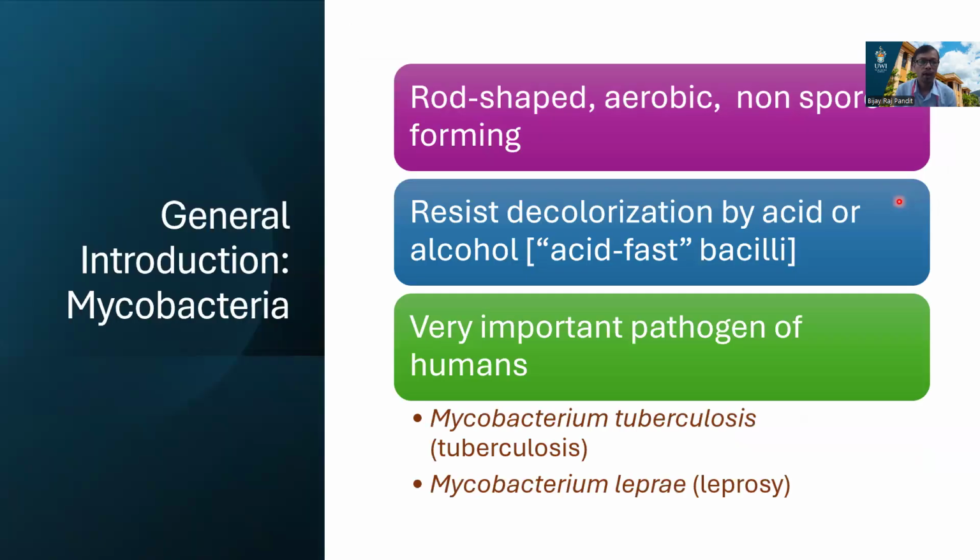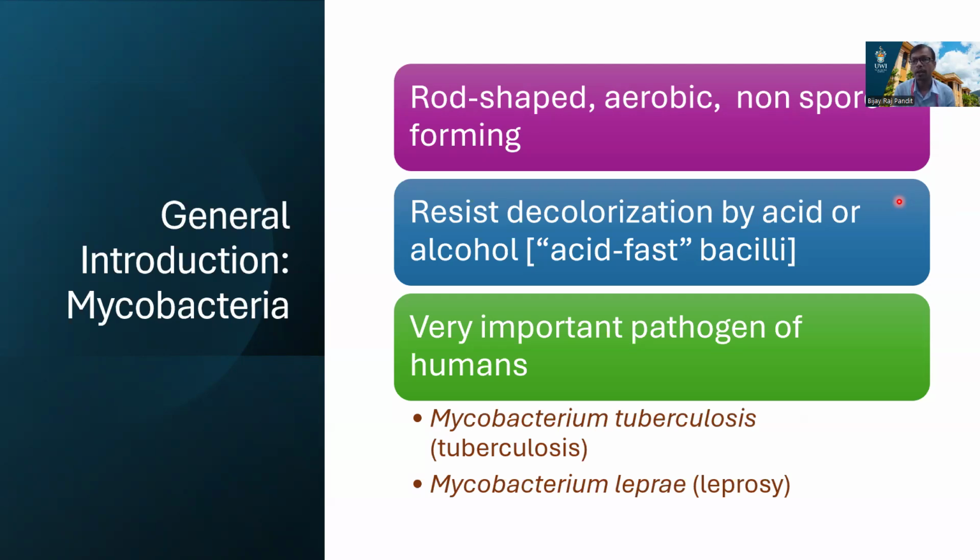So now we are going on to a general introduction of the mycobacteria. The mycobacteria are a group of bacteria that comprises the different species of Mycobacterium. If we observe the general characteristics of this group, what kind of bacteria is it? It is rod shaped, aerobic, and non-spore forming. Another important property is that it resists decolorization by acid or alcohol.